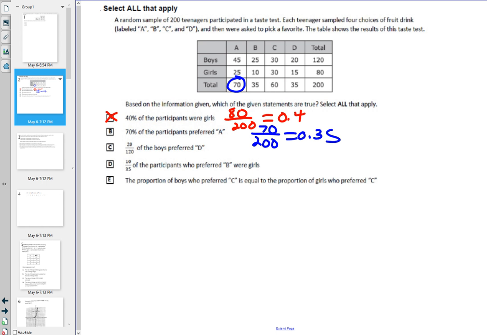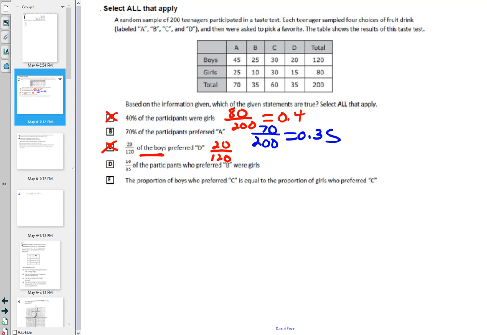20 out of 120 of the boys preferred D. So here, our sample is just boys. We do have 120 boys, that's correct. And out of just those 120, so I'm only looking at this slice, it is correct that 20 preferred D. So that would be correct. 20 out of 120.